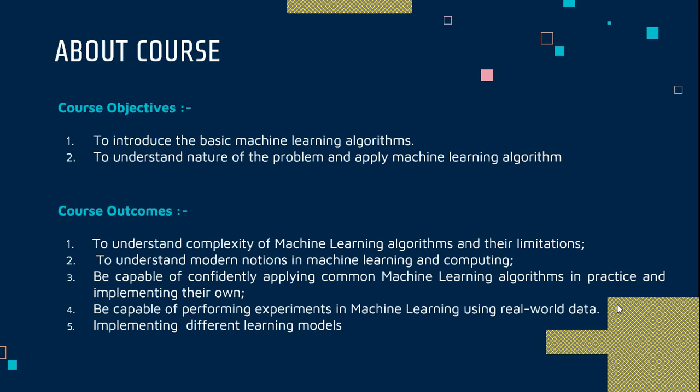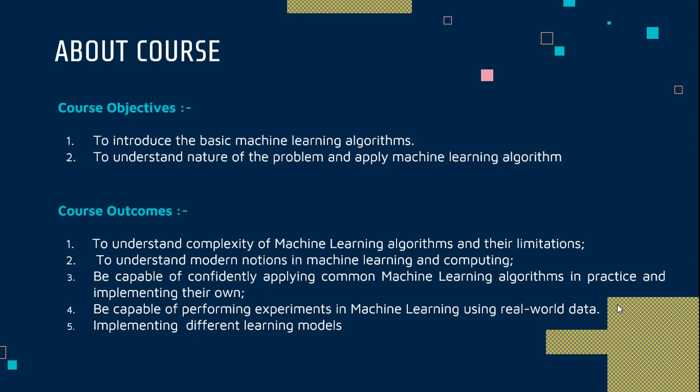Now, the second course outcome is to understand the modern notation in machine learning algorithms and computing. There are various mathematical notations we will use, so you can understand that notation also, and be capable of confidently applying the common machine learning algorithms in practice and implementing your own. After completing this course, you will be confident applying machine learning algorithms to any problem. Whatever the problem definition I give you, you can confidently apply the particular machine learning algorithm. Once this course is completed, you will be capable of performing experiments in machine learning using real world data. So why am I using the words real world data here?